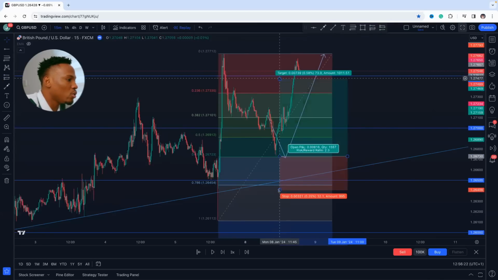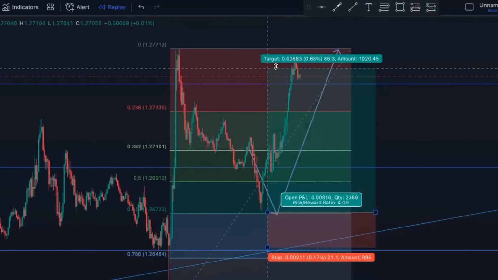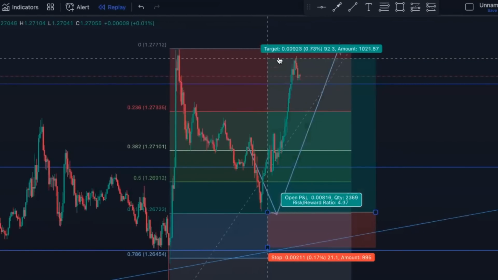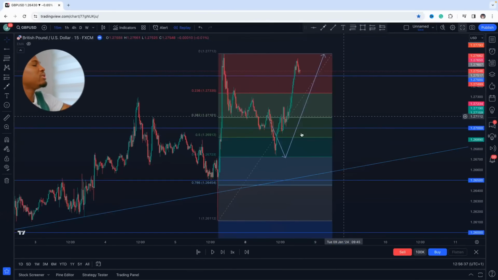So even if I'd gone ahead to risk about, say, 21 pips, targeting times 2, that would be 42 pips. And imagine what this has given. This gave about 93 pips and even more that it could still give. All right. So do not play with Fibonacci retracement. It's an amazing way to trade.